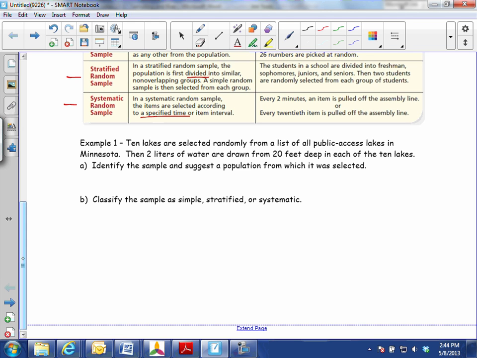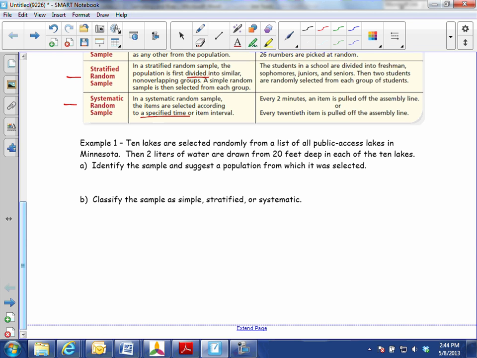Alright, so example 1 says 10 lakes are selected randomly from a list of all public access lakes in Minnesota. Then 2 liters of water are drawn from 20 feet deep in each of those 10 lakes. Identify the sample and suggest a population from which it was selected. What are they given? Given a stratified random sample.